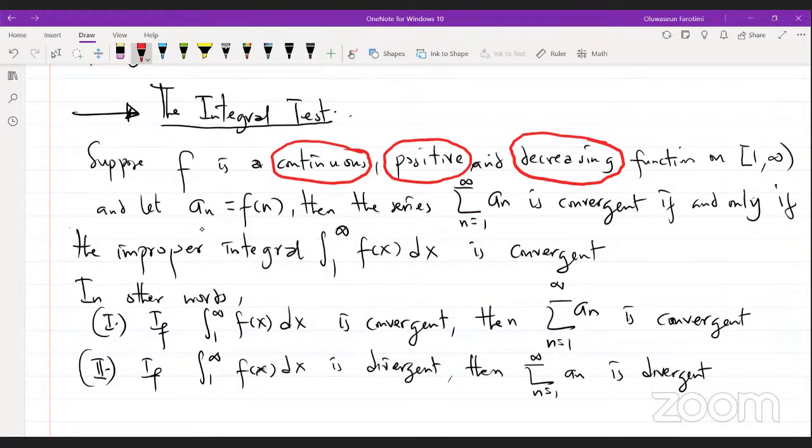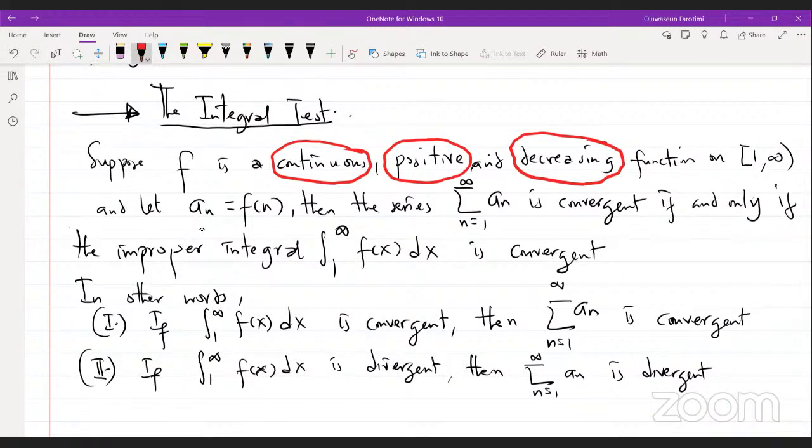Now that means I have to convert my series to an integral. All right, so we see that a lot when we do Riemann sums, right? When you do Riemann sums, you see that a lot, that you can rewrite the sum as an integral, and you can rewrite an integral in terms of a sum.